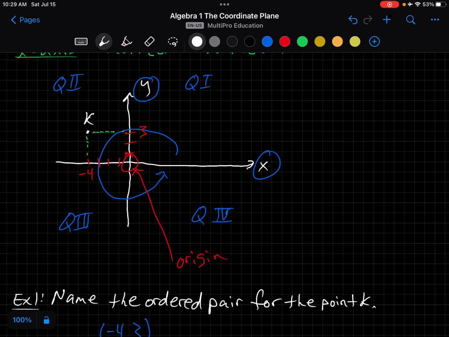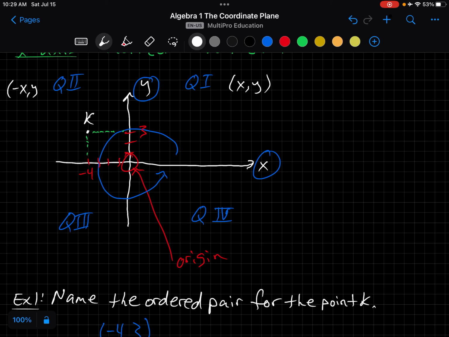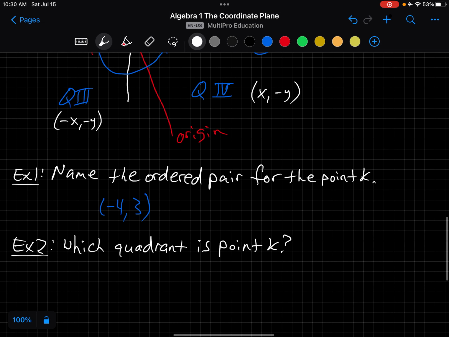So let's talk about these quadrants. Quadrant 1 is going to have a +X and +Y. Quadrant 2 is going to have a -X, +Y. Quadrant 3 is going to have a -X and -Y. And quadrant 4 is going to have a +X but a -Y. So without even visualizing it, if you know this, then you know which quadrant it is in. So this is going to be in quadrant 2.